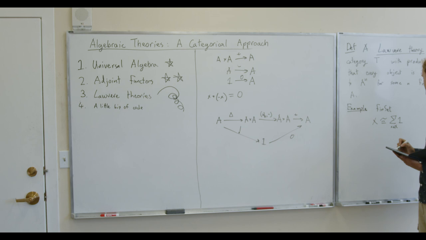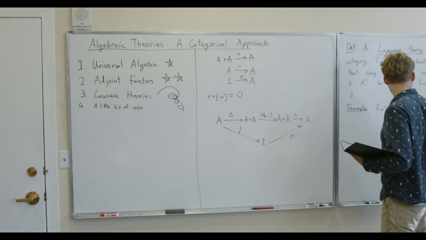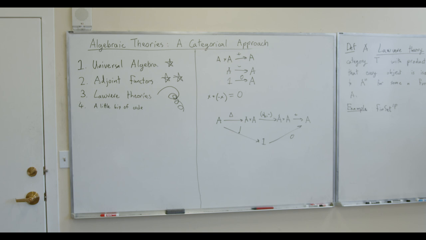But we can just dualize. If we make finset op, well, products are dual to coproducts. So in finset op, everything is isomorphic to a product. And so finset op is a Lawvere theory. And finset op is sort of the simplest Lawvere theory in a sense, because it really has no operations, no interesting binary or unary operations. All it has is the projections.